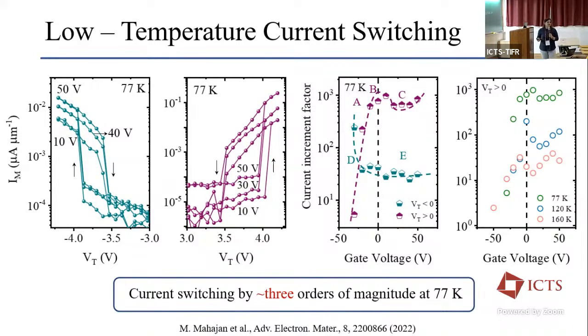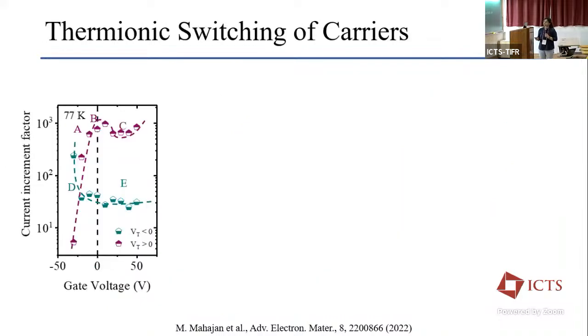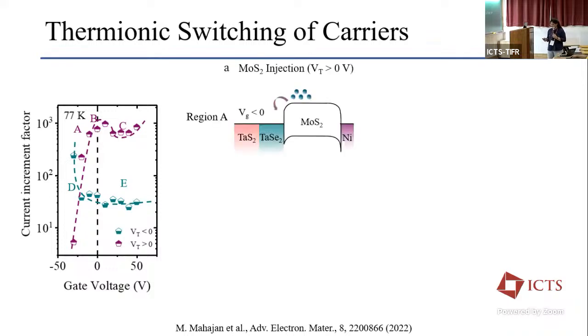This is because we are trying to invoke the low temperature metastable states or C to T states of TaS2. So here if you see, there is a very strong non-monotonic behavior in the current increment factor as a function of Vg. This can be explained by these band diagrams.